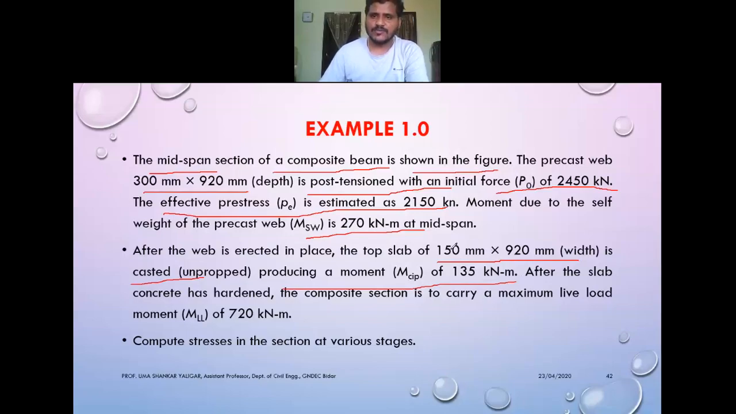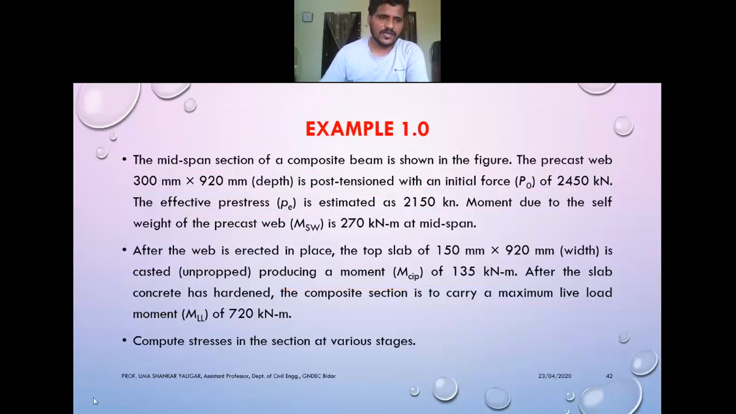The top slab is the flange, 150 mm by 920 mm width, and it is cast unpropped. You have seen what is unpropped and what is propped. The moment due to the cast in place portion is 135 kilonewton meter. After the slab concrete has hardened, the composite section is to carry a maximum live load of 720 kilonewton meter. This is the data given, and you need to calculate the stresses in the section at various stages. We will calculate all the stresses in the various stages.